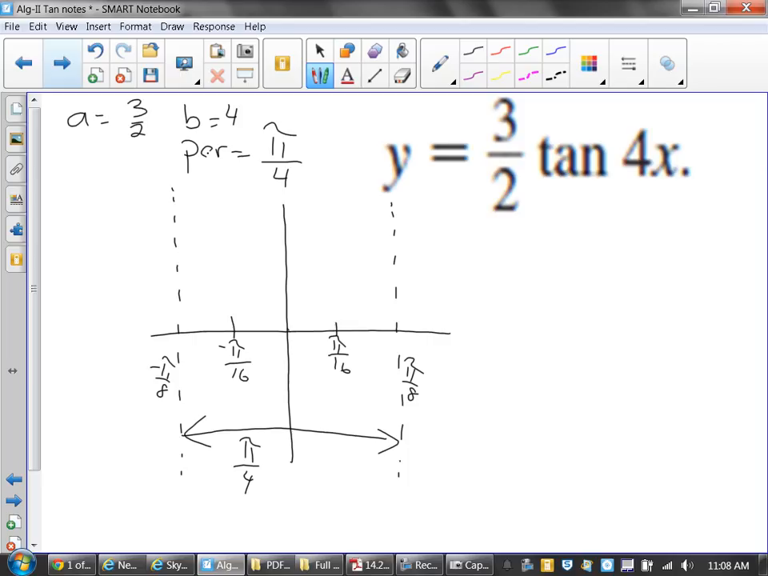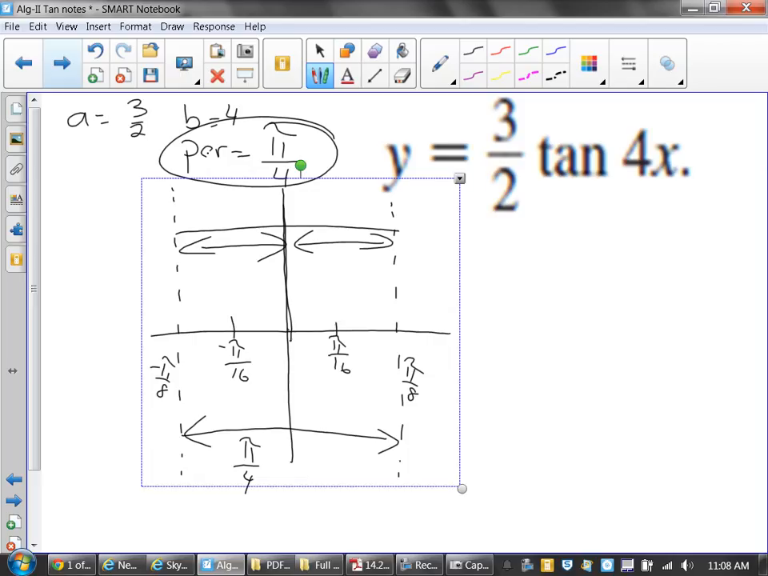The period of tangent here is pi over 4. This whole distance between here and here goes past the origin. It is symmetrical on both sides, so these two distances are equal. This side has half of it, this side has half of it. What's half of pi over 4? Pi over 8. Here's another pi over 8. Pi over 8 plus pi over 8 is 2 pi over 8, which is pi over 4. That's where I got my asymptotes.